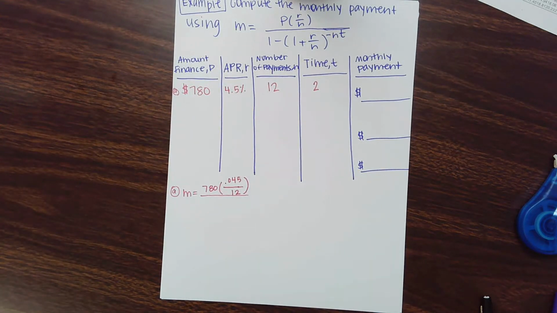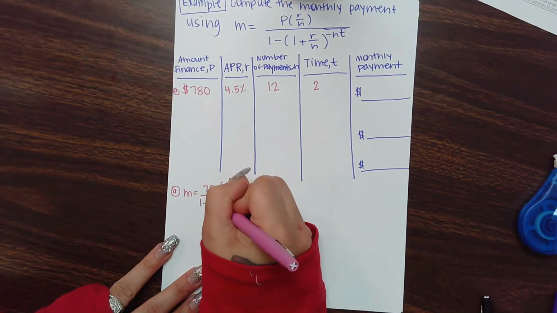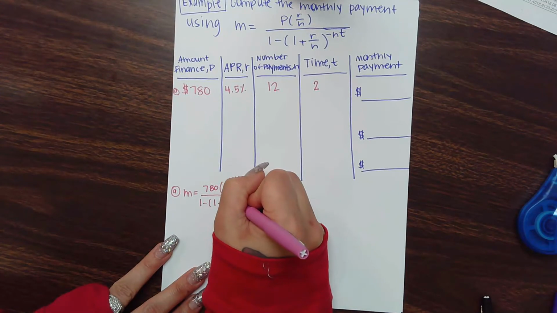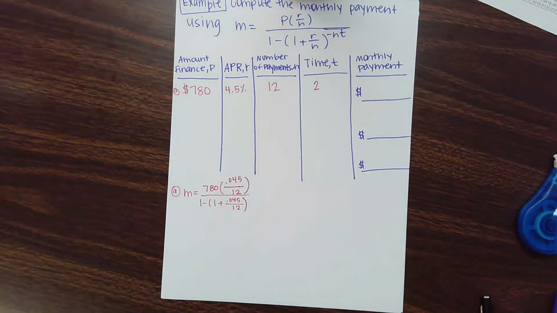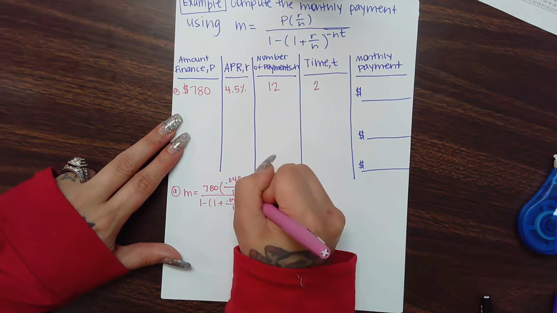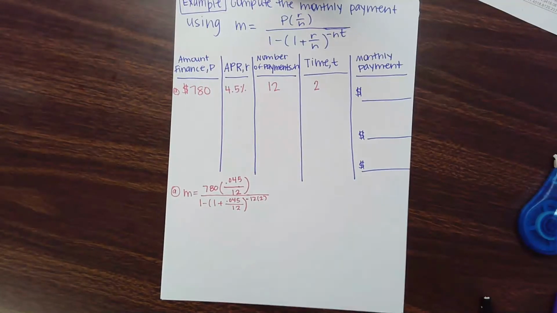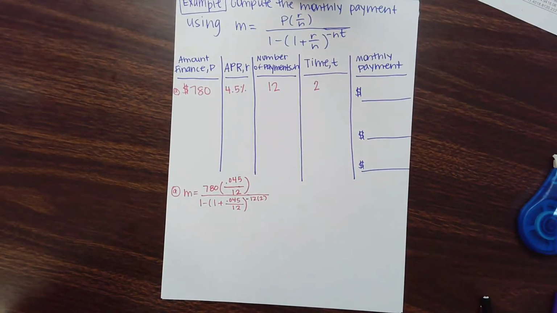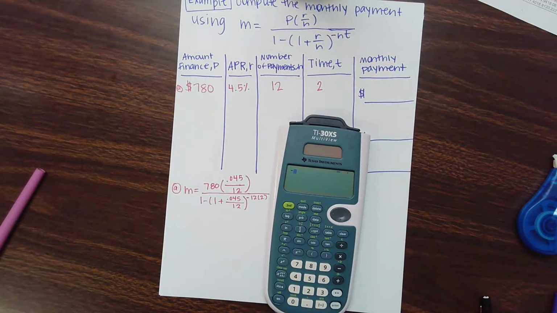You go down to the denominator, and we have 1 minus open 1 plus the exact same little fraction you see above you. Close, raise to the negative 12 times 2 power. Okay, this right here gives me how much money I will be paying every single month for whatever item it is that I have financed.